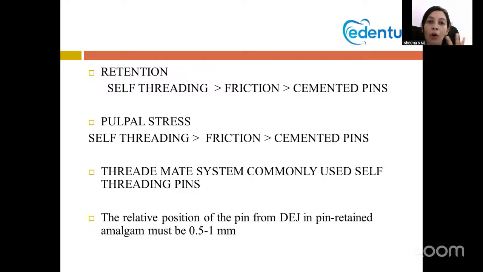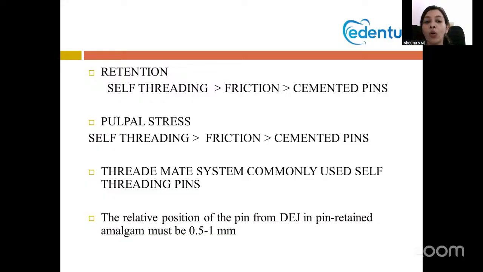Some of the important points that you have to memorize in this portion: maximum retention is by self-threading pins because they are threaded onto the dentine, followed by the friction lock pins and at last the cemented pin. So the one which has minimum stress is the cemented pin. Pulpal stress, again, the one which has more pulpal stress is the self-threading pin. Same scenario, same portion as that of retention, which causes the pulpal stress also, right?